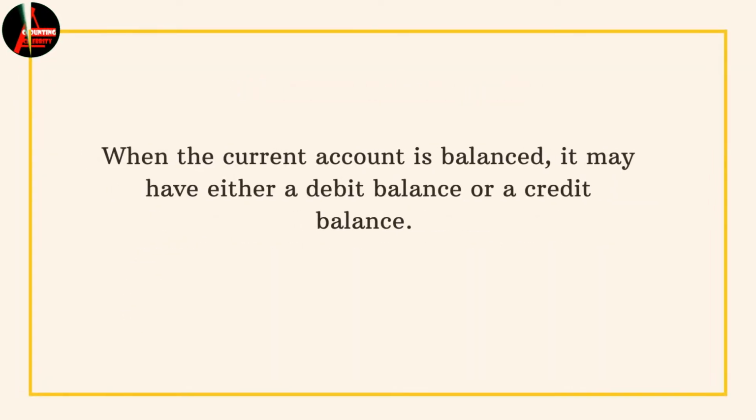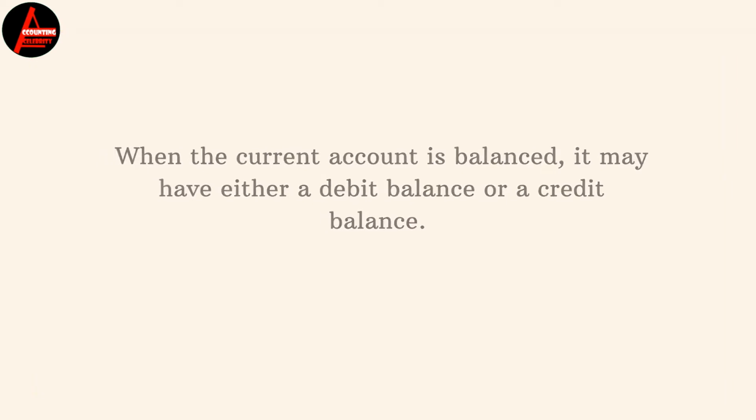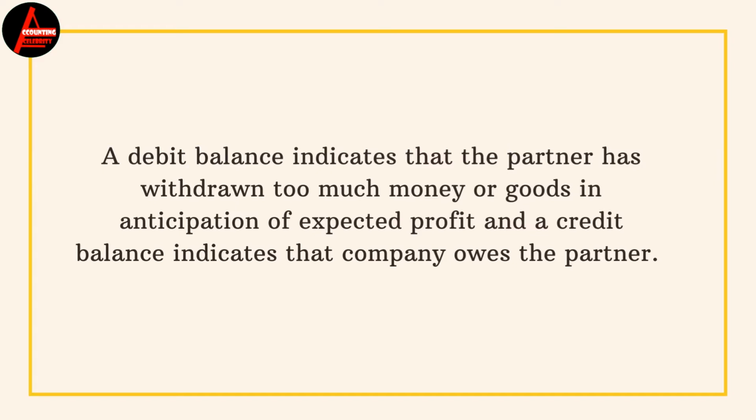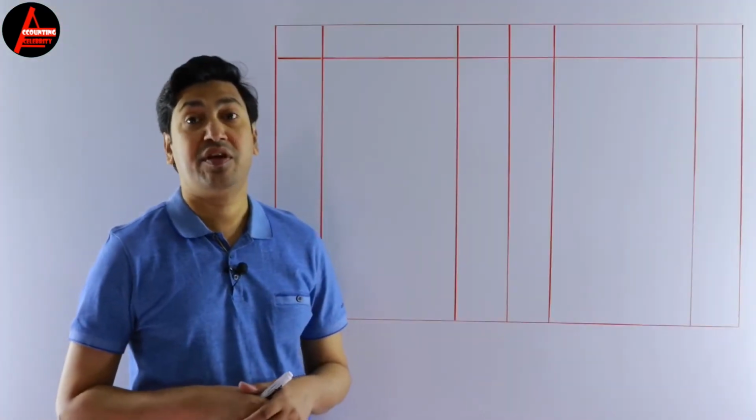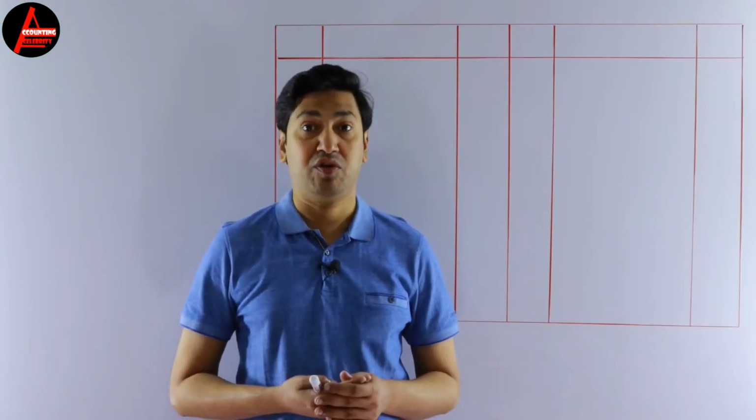When the current account is balanced, it may have either a debit balance or a credit balance. A debit balance indicates that the partner has withdrawn too much money or goods in anticipation of expected profit, and a credit balance indicates that the company owes the partner. A debit balance in a partner's current account will be shown under current assets, while a credit balance will be listed as a current liability in the statement of financial position or balance sheet, whatever you call it.